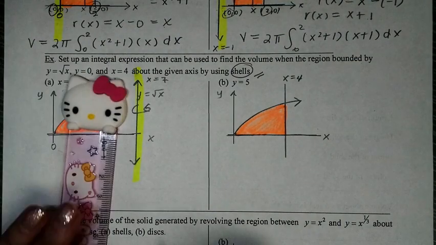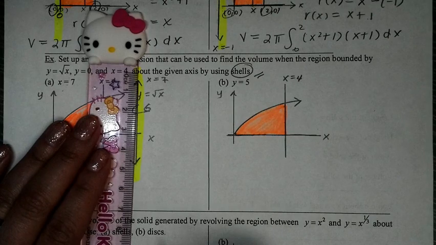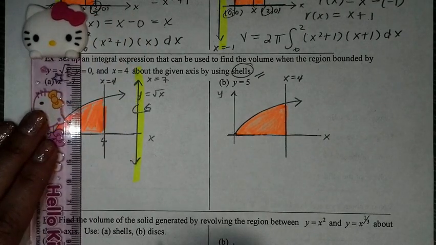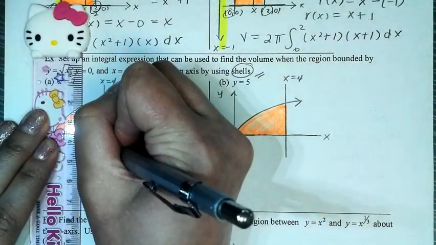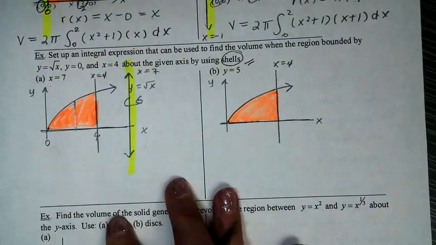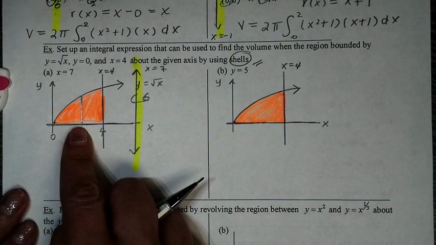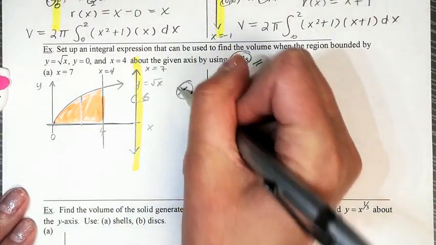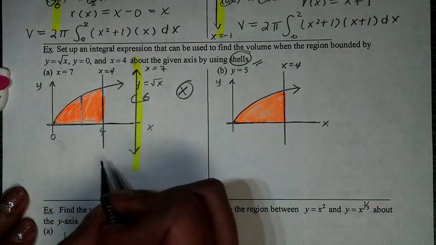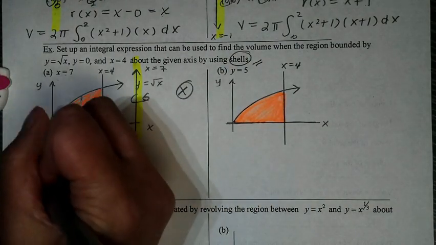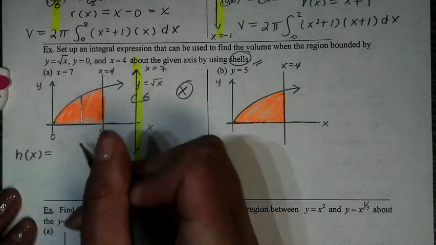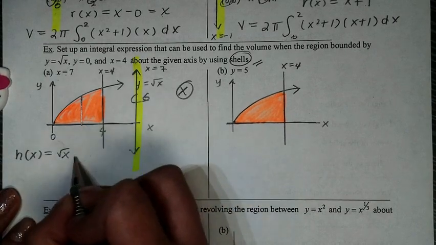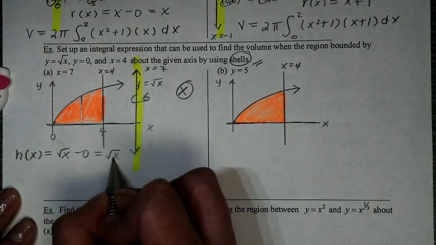Remember the shell is going to be parallel to the axis of rotation, so I move my ruler here, having my representative rectangle over here, so you can see your beautiful representative rectangle. You're going to be working with x's, because your representative rectangle is vertical. So what you have here is that h of x is going to be equal to top minus bottom. The top is going to be your root x, your bottom is 0, so h of x is just root x.